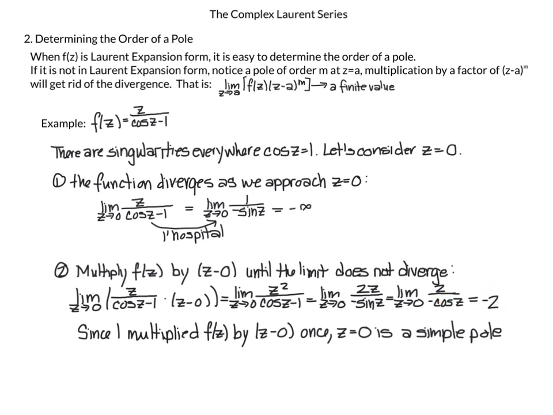So finally, after how many uses of L'Hopital? Well, we multiplied by z minus 0 once, and then we used L'Hopital's rule twice. 2 uses of L'Hopital's rule, we get something that does not diverge. We had to multiply by z minus 0 once, which means that z minus 0 is a simple pole.